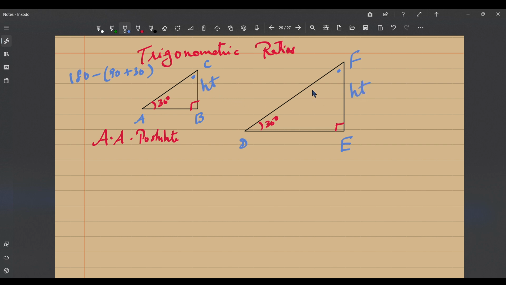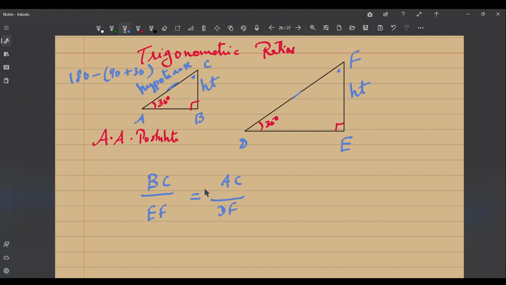This is the height, the perpendicular, isn't it? BC is the height of triangle ABC. So BC by EF, the height of the second triangle, would be equal to the longest side, AC by DF. The longest side of the triangle is the side opposite to the largest angle, which is 90 degrees in this case, and we also call this the hypotenuse. In the case of a right angle triangle, we call the longest side the hypotenuse.